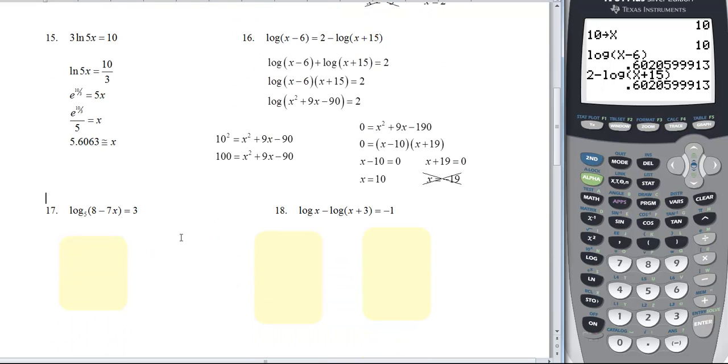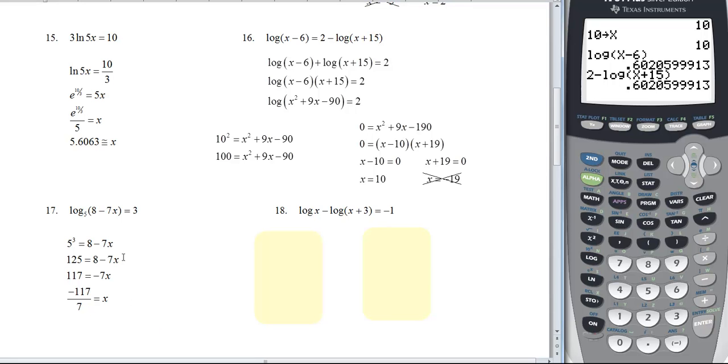2 more examples. I've got my log already isolated, so rewrite this. Base raised to exponent equals my number. This is linear. If I don't see an exponent 2, it's linear, and that's one of the nice ones. 5 cubed is not 15, it's 125. Subtract 8, and then divide by -7. And that should be my answer.